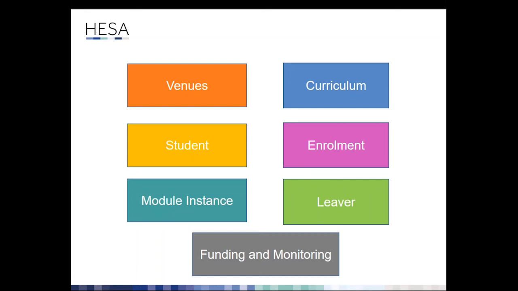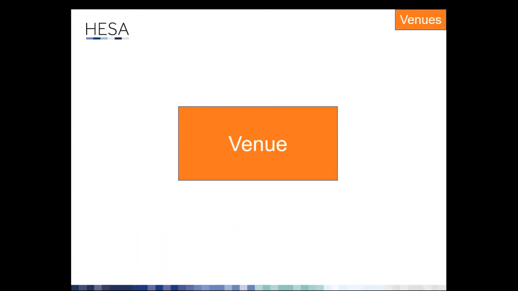So if we start then with the smallest section, which is venues. There's only one entity in this section. You return information about the venues where your courses and modules are delivered. This is then linked to the curriculum data and student data, so we know where those students are studying throughout their engagement.